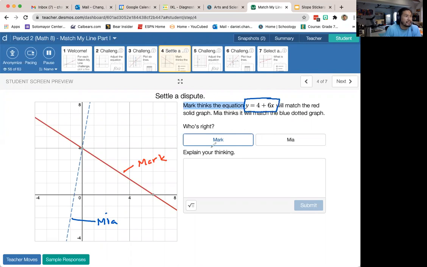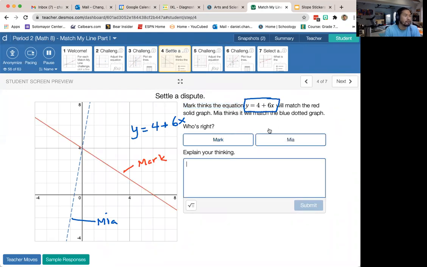Y equals 4 plus 6x. They're both looking at this equation, and only one of them is right. So you just got to select who you think is right. Mark and the red line, or Mia and the blue dotted line. Who is right? This equation, y equals 4 plus 6x. Do you think it's Mark? Mark is red. Or do you think it's Mia with the blue line, the blue dotted line?